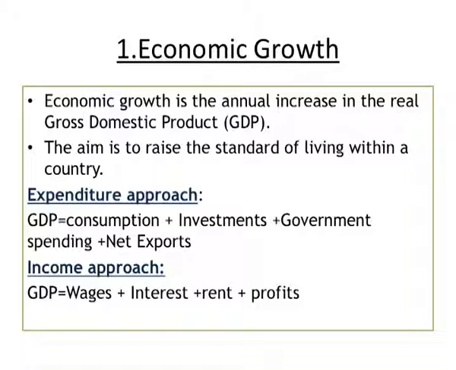There are 2 approaches to compute GDP: the expenditure approach and the income approach. With the expenditure approach, we say GDP is equal to consumption plus investments plus government spending plus net exports. While the income approach is GDP equal to wages plus interest plus rent plus profits.